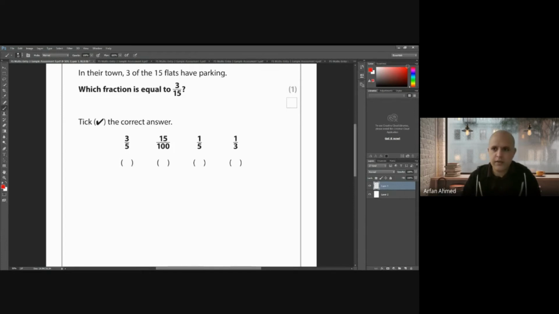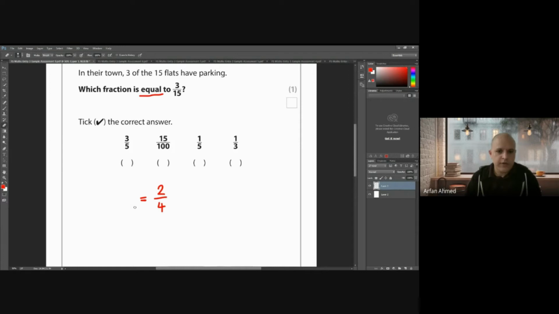So you could get equivalent fractions. Equivalent fractions are fractions that are the same. For example, just out of interest, not related to these fractions at all, a half is equivalent to 2 out of 4. They both mean the same thing. They both simplify to a half. Similar sort of thing. So they're saying what is equivalent to 3 over 15?